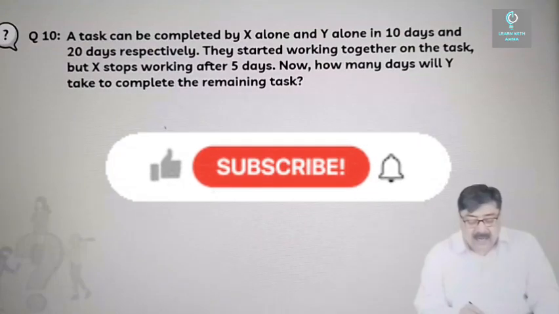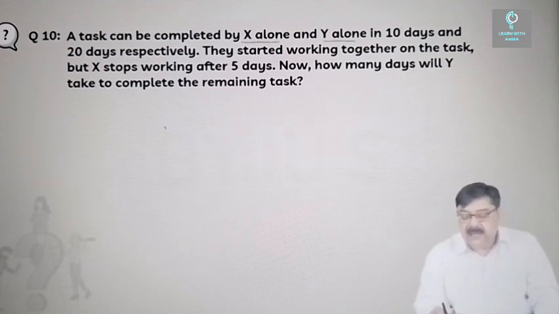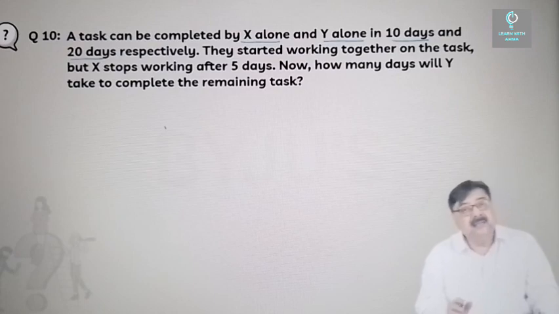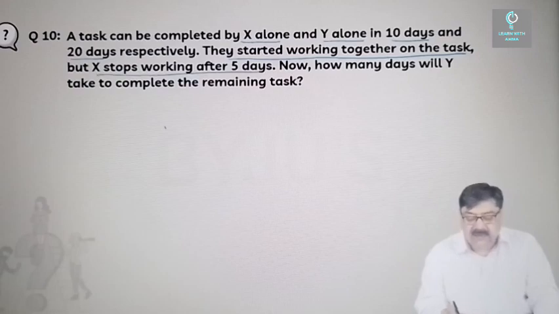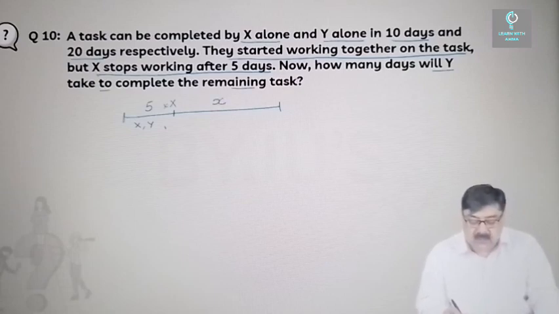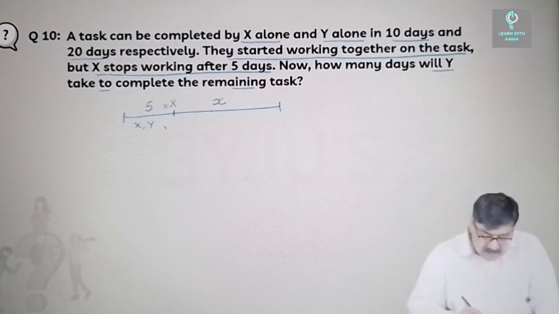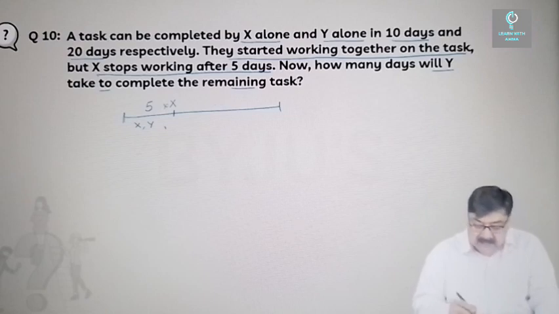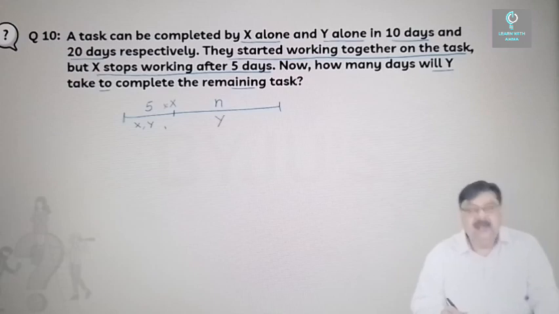Now look at this question. A task can be completed by X alone and Y alone in 10 days and 20 days respectively. Now they started working together on the task, but X stops working after 5 days. Now what is the story here? Timeline says that initially X and Y started working together, but after 5 days, X stops working. Now how many days will Y take to complete the remaining work? We don't know. We have to find that. So because X is already given here, let us not take X here. Let us take n number of days for Y.